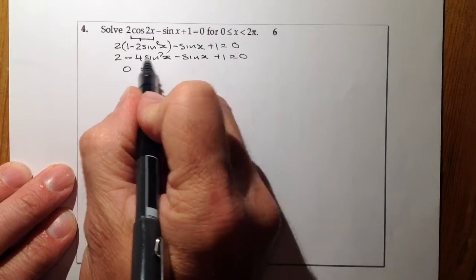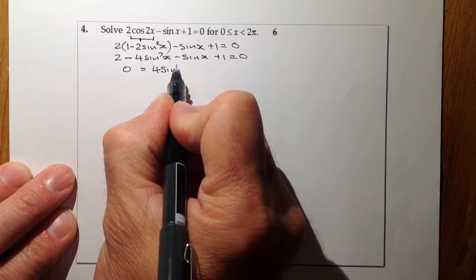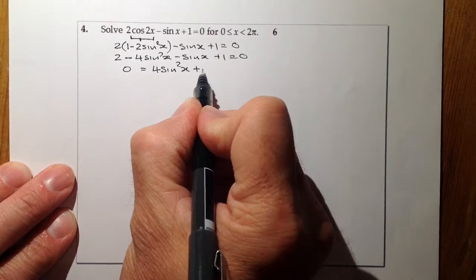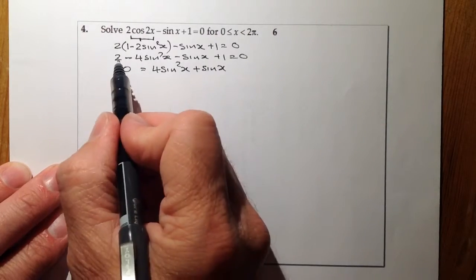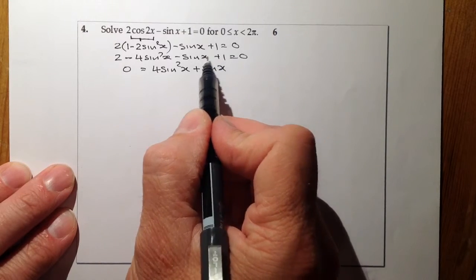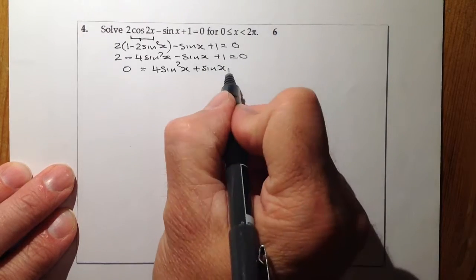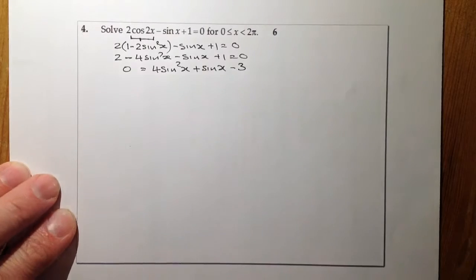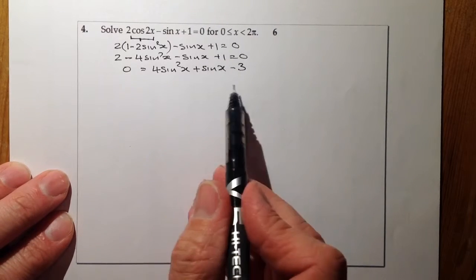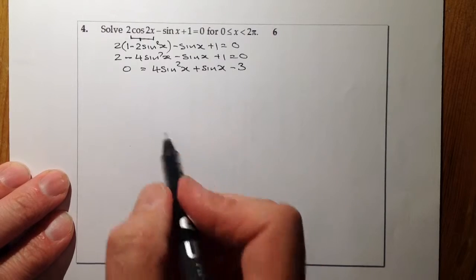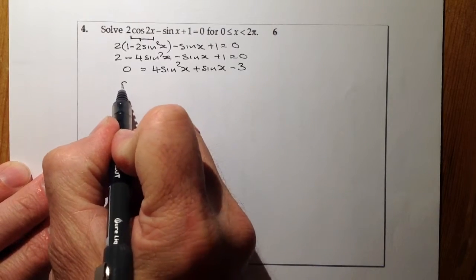So 0 is going to be equal to 4 sine squared x. I've got plus sine x when I take that over the other side. When I've got the 2 plus the 1 gives me 3 on this side, take it over to the other, will give me minus 3. Right, so then I'm looking to factorise this. I've got a trinomial now, and factorising it out and trying to solve it from here.